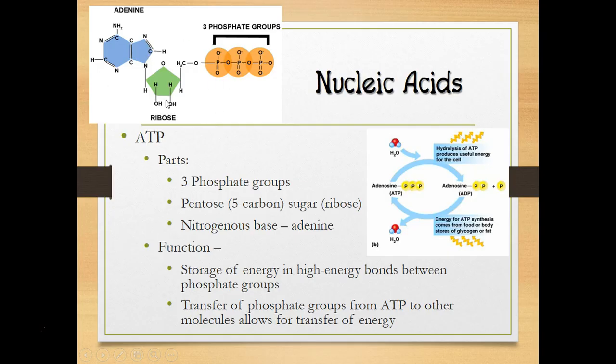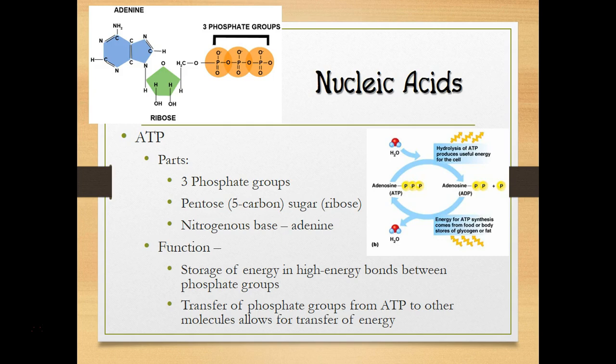Here's the basic structure for ATP. I've got this ribose sugar, I've got an adenine, which is a nitrogenous base, and then I've got 3 phosphate groups that connect here. These 3 phosphates are really where I'm going to be able to store a lot of energy in the bonds that are holding these guys together. When we break those phosphates off, we release a bunch of energy, and that energy can then get transferred when I transfer those phosphate groups to other molecules so that we can actually get those other molecules to do some sort of function in our cells.